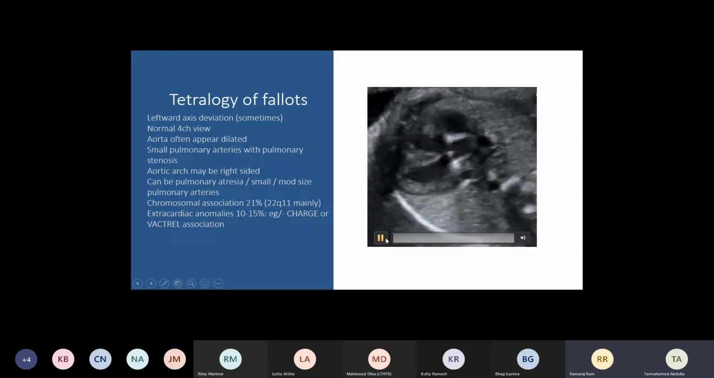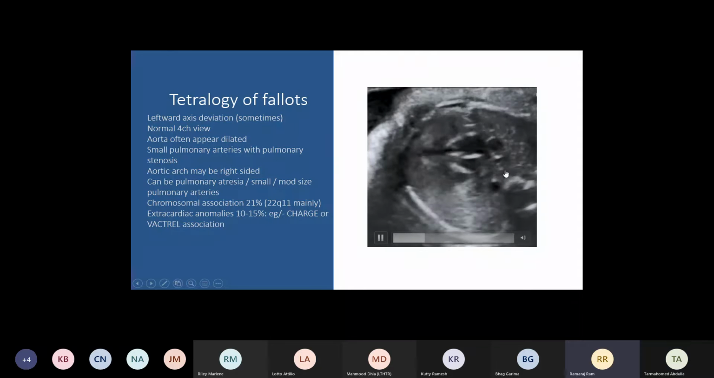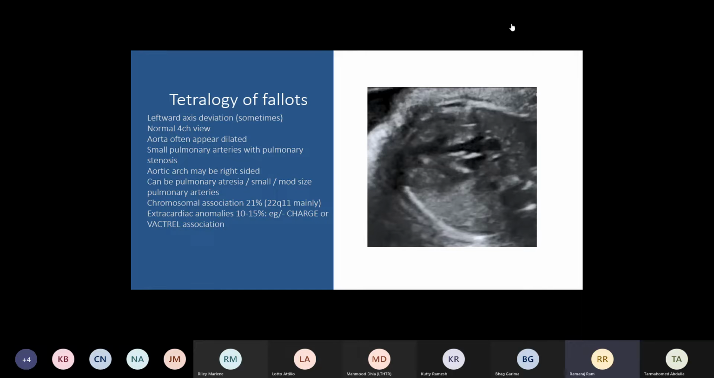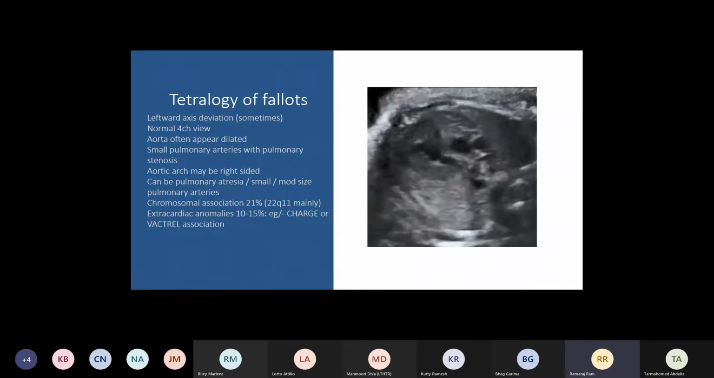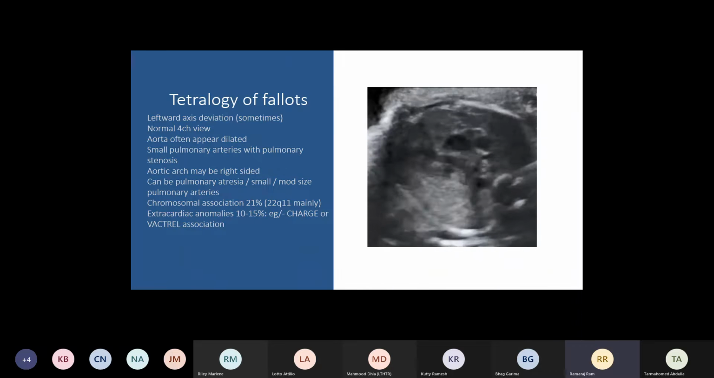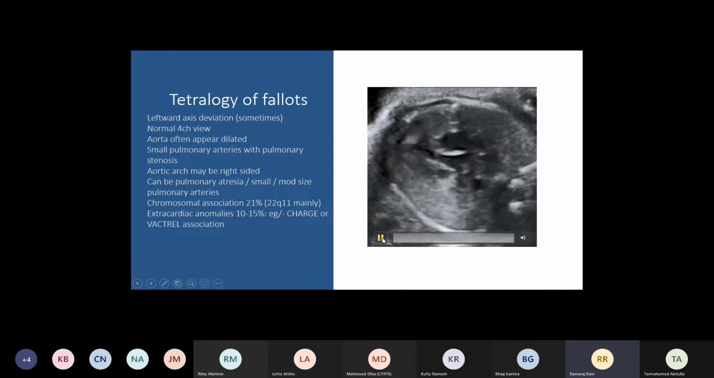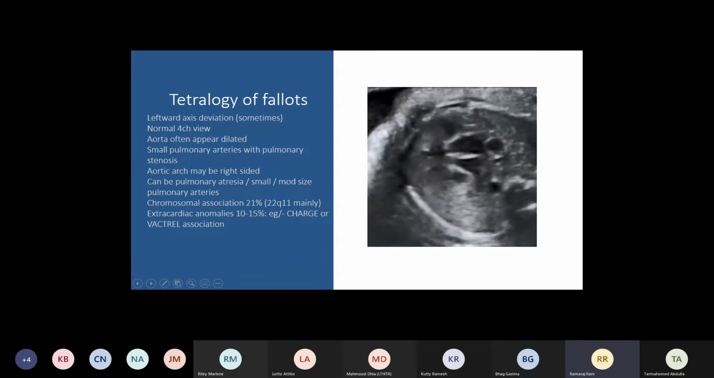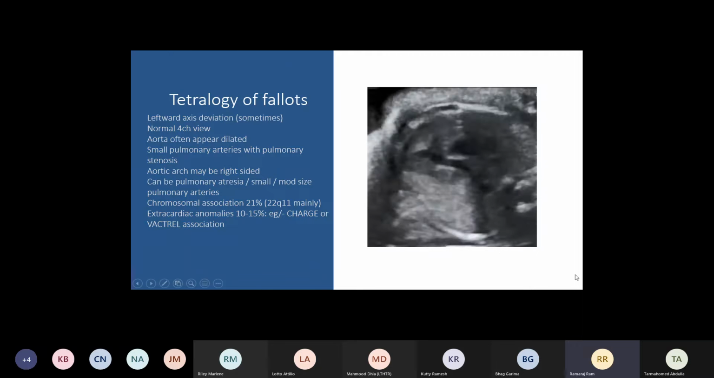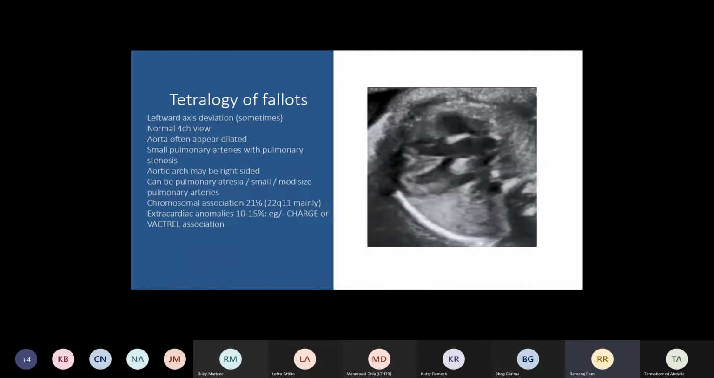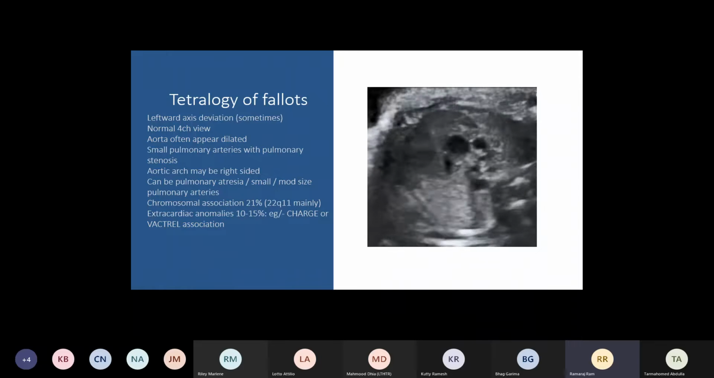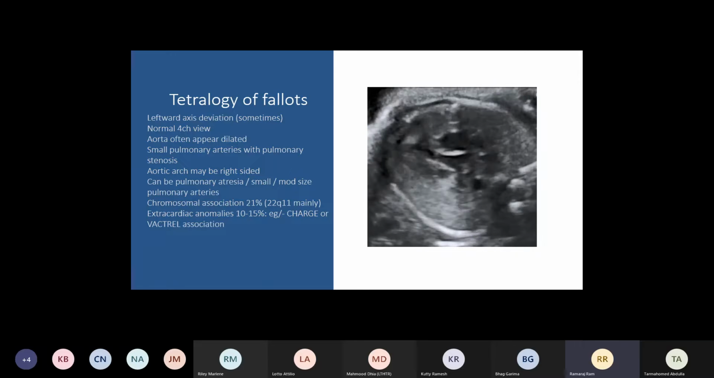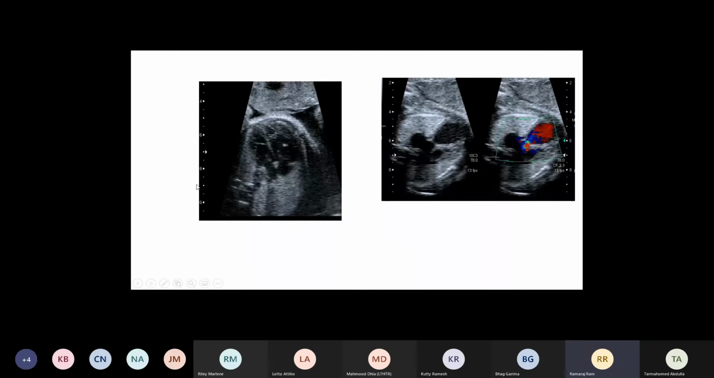So Fallot's here. You have a higher chromosomal association, particularly 22q11 deletion, and a higher association with the right aortic arch. You're going to have all variants of Fallot's, from normal Fallot's to pulmonary atresia and absent pulmonary valve. What is important is we normally see them twice, sometimes thrice, depending on what you're suspecting, and give them a careful delivery plan and postnatal echo before they get discharged.